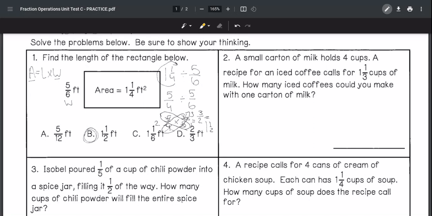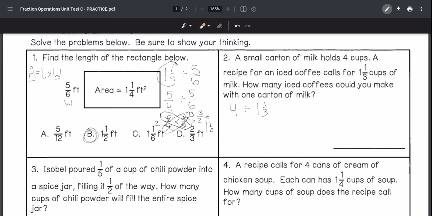Number 2, a small carton of milk holds 4 cups. A recipe for an iced coffee calls for 1 1/3 cups of milk. How many iced coffees could you make with this one carton? So I'm going to take everything we have, which is 4, and we're going to split that up by how much we need for each recipe, which is 1 1/3 cups. And now we want to know how many iced coffee drinks we can make.